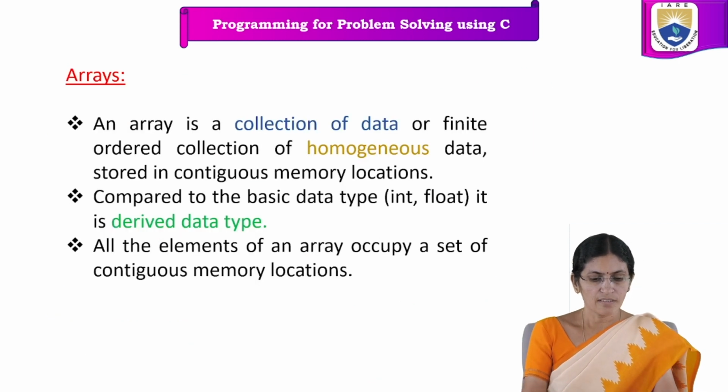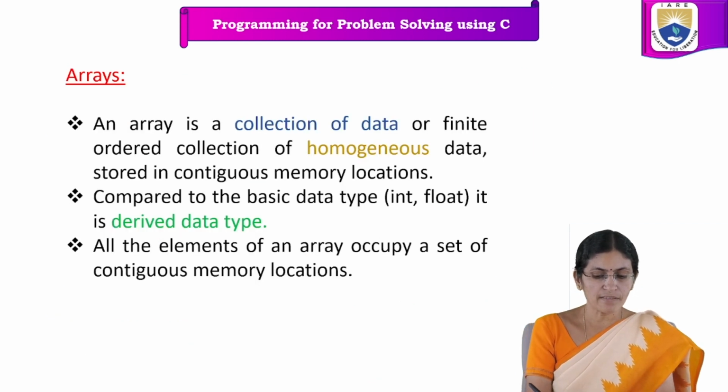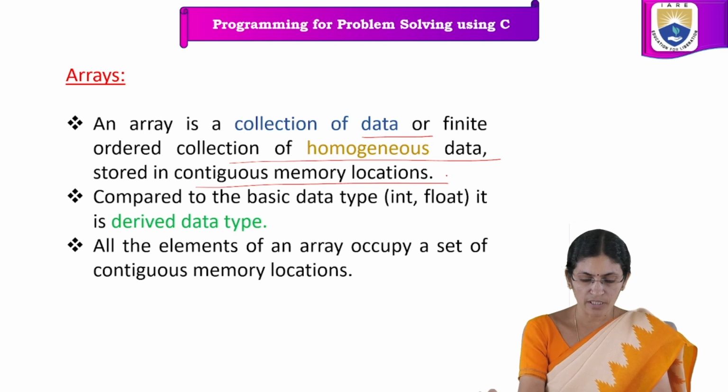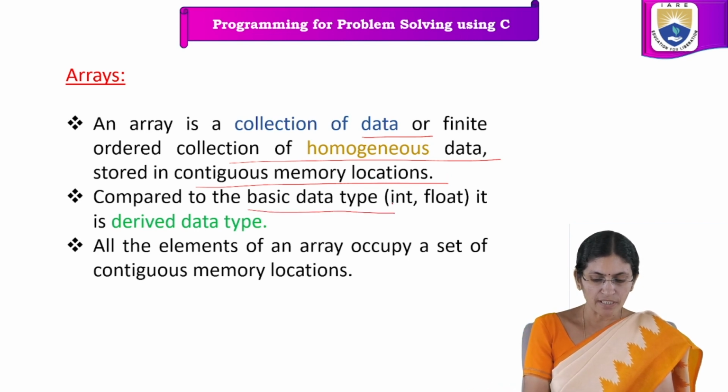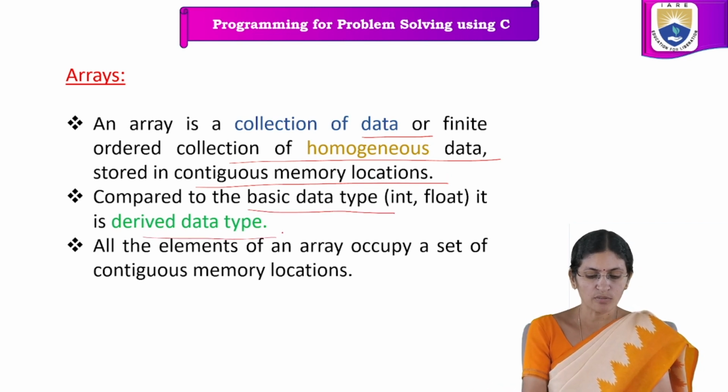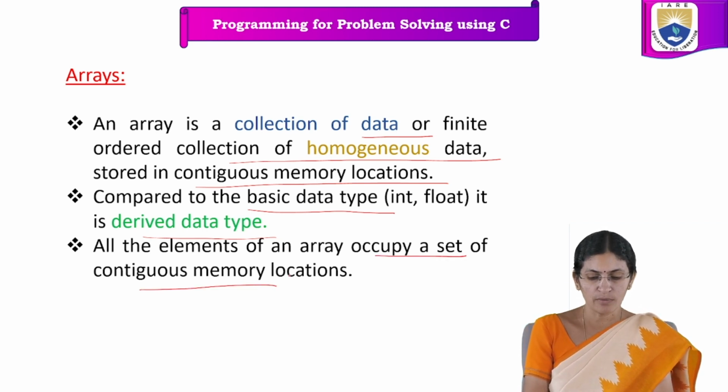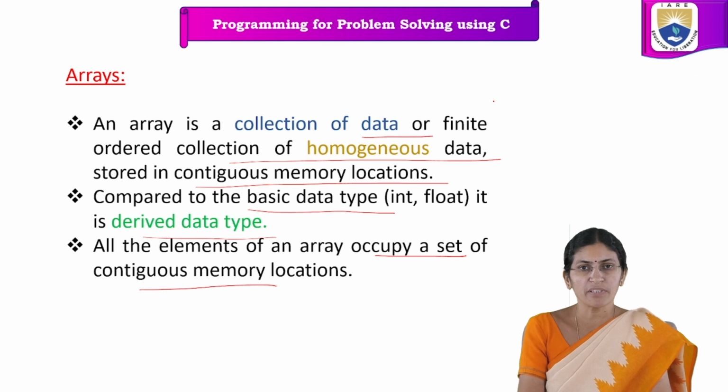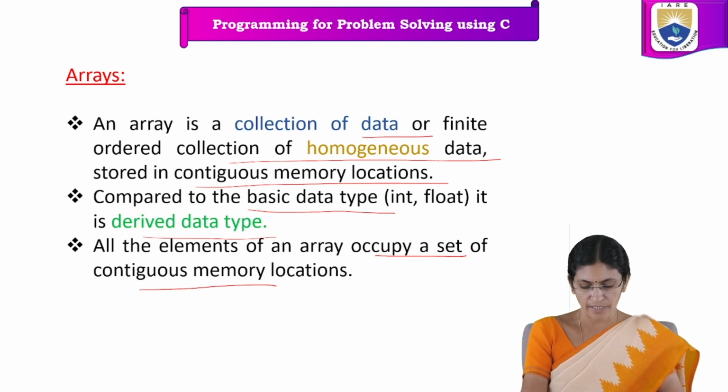Next, coming to arrays. An array is a finite ordered collection of homogeneous data which is stored in contiguous memory locations. Compared to basic data types, it is a derived data type. All the elements of an array occupy a set of contiguous memory locations. You can go through my previous video lectures where we have discussed in detail how to declare an array, how to initialize an array, and how to access the elements of the array.